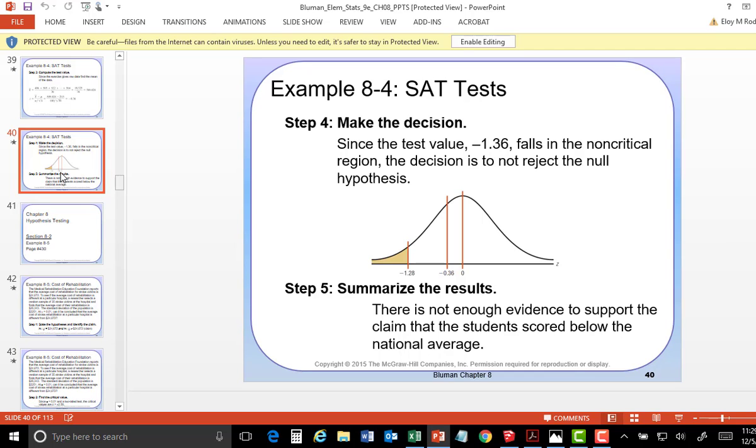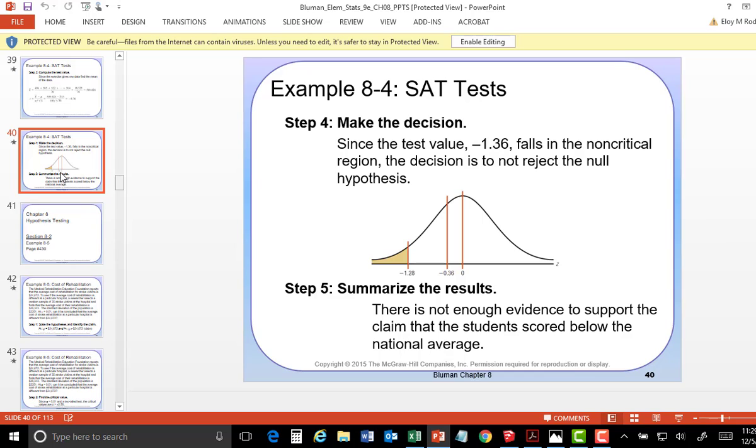So that means we do not reject the null. But the evidence doesn't support the alternative. You understand? That's our claim. So there is not enough evidence to support the claim that students are below the national average. You see how they said it? They're just talking about evidence. There's not enough evidence to support the claim that student scores are below the national average. They didn't reject it. They said there's not enough evidence.